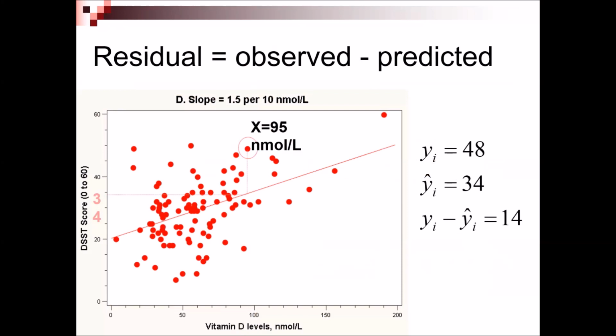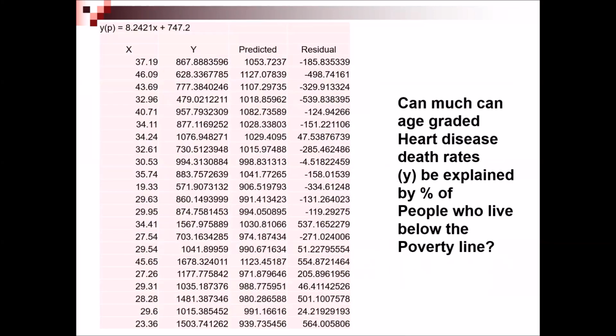And when we have bigger residuals, our R squared goes down, meaning that this model, I've used this word model again because I think it can be used in a lot of different contexts in GIS. Now, what we're going to look at after the break is how much can age-graded heart disease death rates be explained by the percentage of people who live below the poverty line?